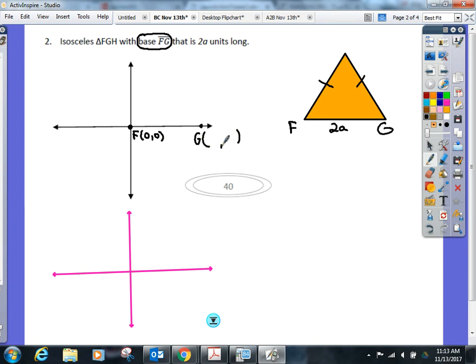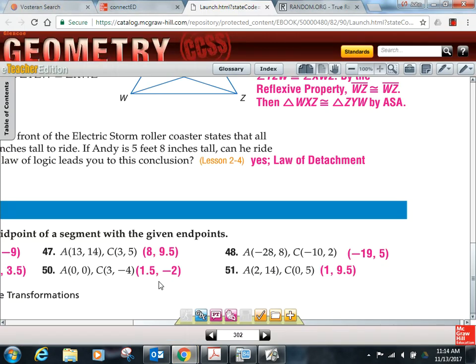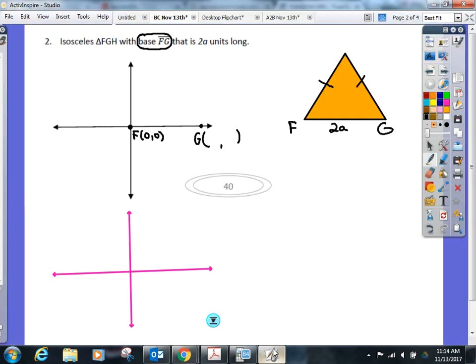All right, now I'm going to start turning it over to you guys. What should be the point of G then? Because remember, FG has to be 2A units long. So what should point G be? Hi, Amy. What should point G be? Don't worry about point H yet. 2A, comma, 0. Again, it's on the x-axis, so the y-coordinate's got to be 0. Why'd she pick 2A? Because the distance has to be 2A.